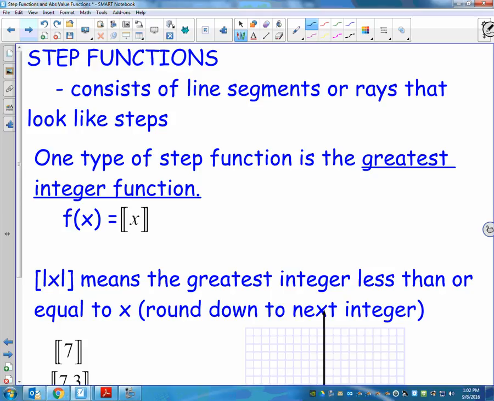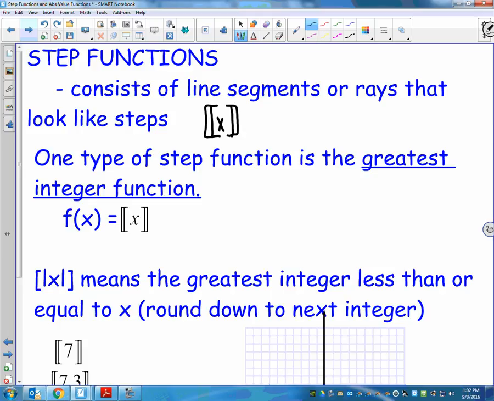So this is like the typed way of doing it. If I was going to write this myself, the way that I write it is I do a bracket and then I do a line. So it's not absolute value. It's like absolute value notation, but it's its own notation. When you see this, it means the greatest integer function.